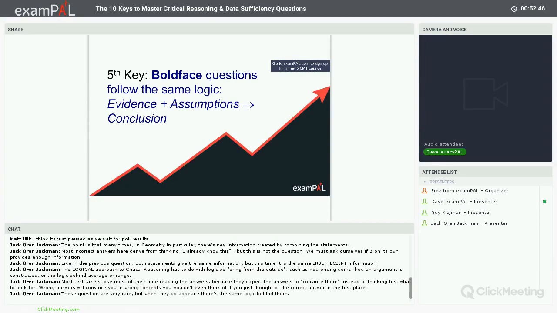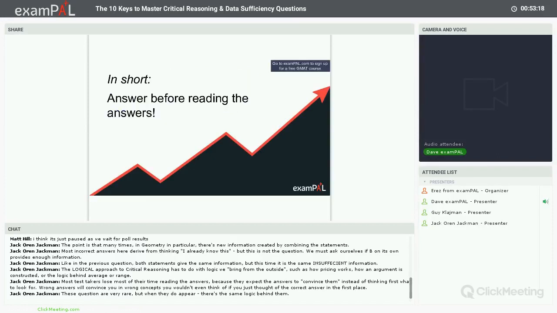A lot of people find these questions confusing or maybe even stressful, because sometimes the order is mixed up. We're going to have assumptions and then evidence and then conclusion, or we can start with a conclusion and only later get the evidence and assumptions for it. Our goal is to figure out what the right order is and where the evidence, assumptions, and conclusion are. All we have to do is seek out the three components and then identify what part the boldface sections play in them. So, to recap, answer before reading the answers.